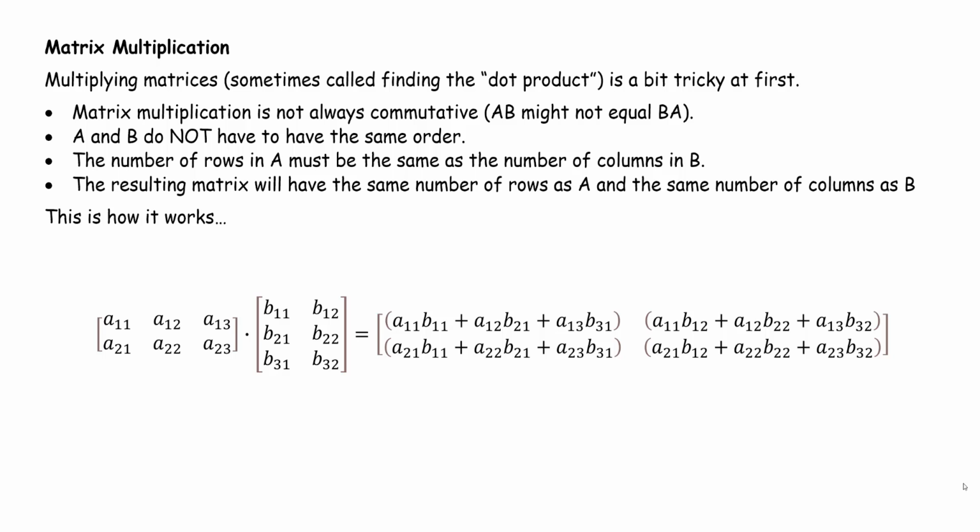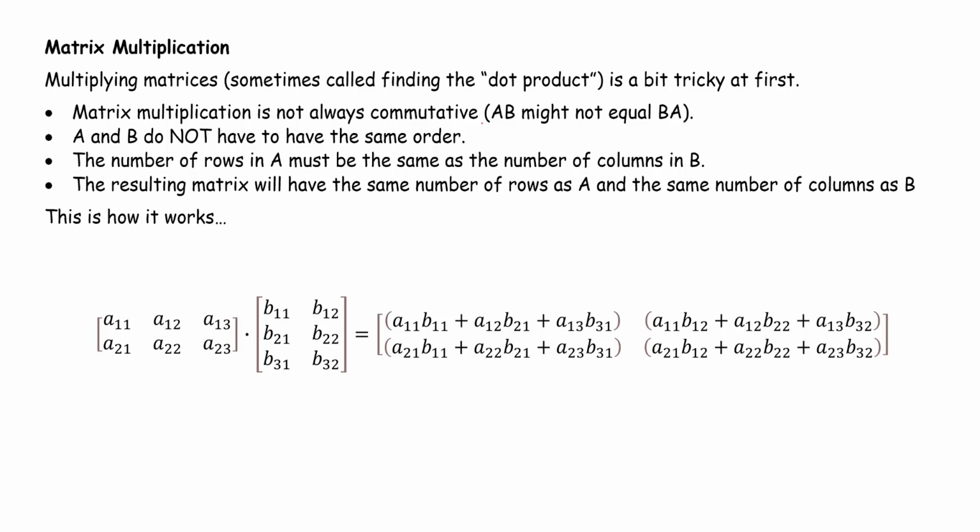Okay, real quick, we're just going to make sure everybody understands how to do matrix multiplication, which is also called finding the dot product. First thing you need to know is that matrix multiplication is not always commutative. That means you can't switch the two matrices and get the same answer like you can with real number multiplication.